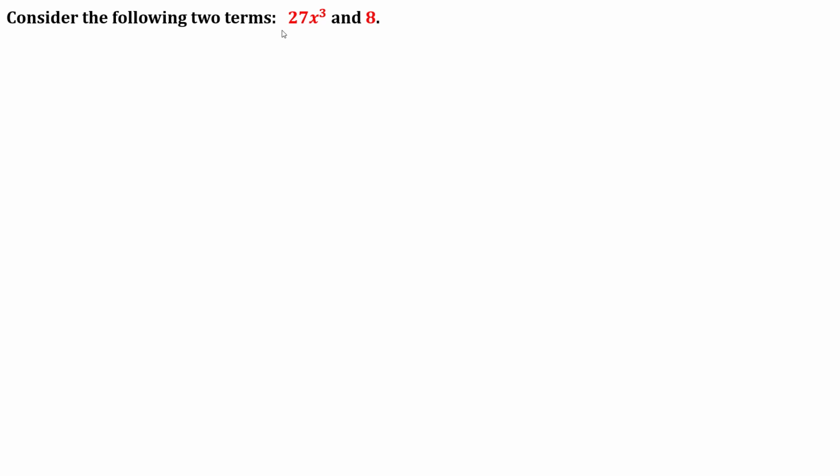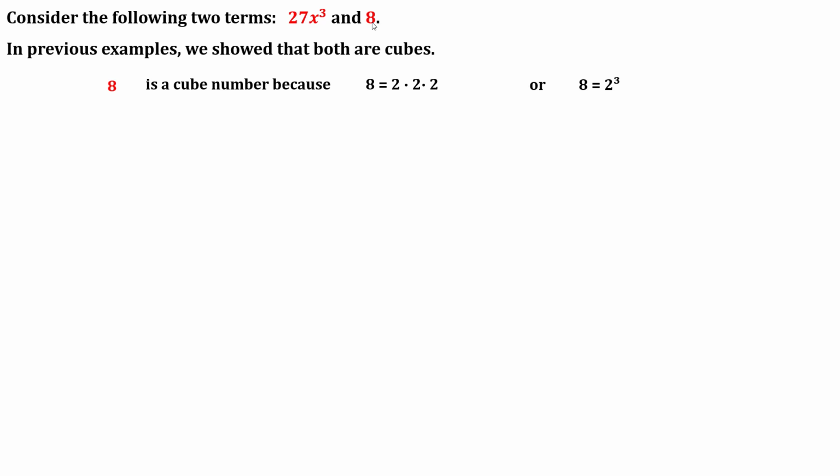You can do the same thing with two cube terms. So consider the following two terms, 27x cubed and 8. In previous examples, we have shown that both are cubes. 8 is a cube number because 8 equals 2 times 2 times 2, or 2 cubed. 27x cubed is a cube number because it equals 3x times 3x times 3x, or 3x cubed. So both are cube numbers.